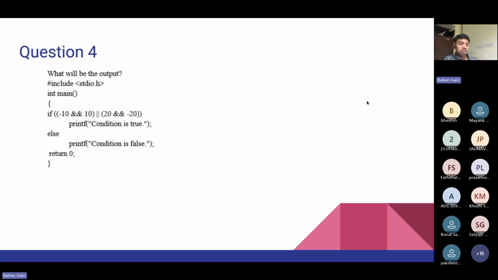So again, there is some bitwise operation, and you have to say what will be printed, or if anything will be printed at all.